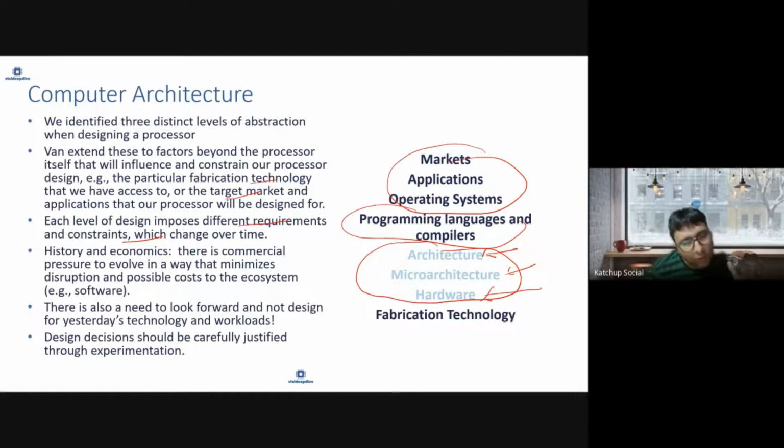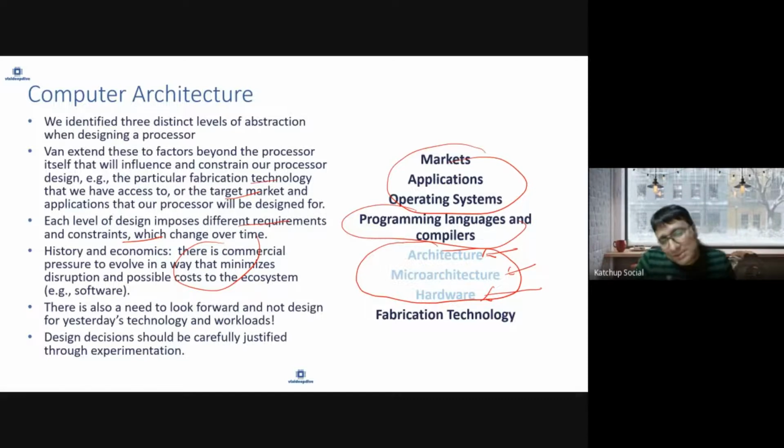There is also economics: the costs involved in designing hardware and software. These are also considerations in chip architecture. Plus, you also need to look forward and not design for yesterday's technology. For example, you may be designing for an autonomous car that you want to drive 5 years later, so you have to think about that as well.